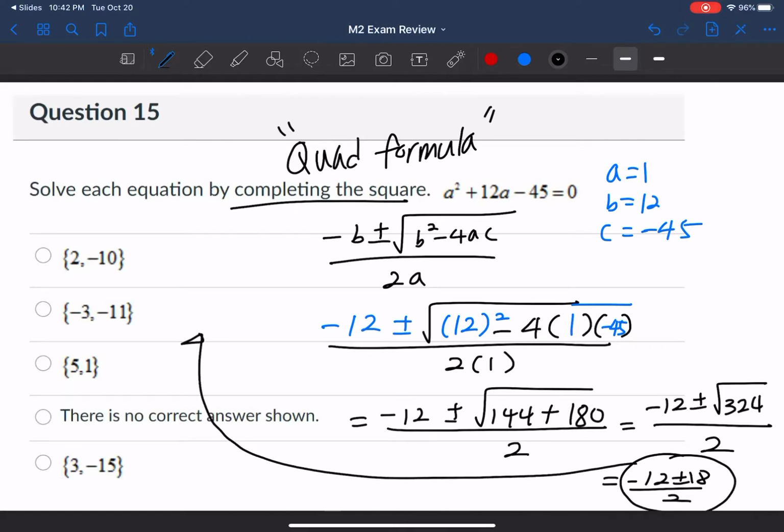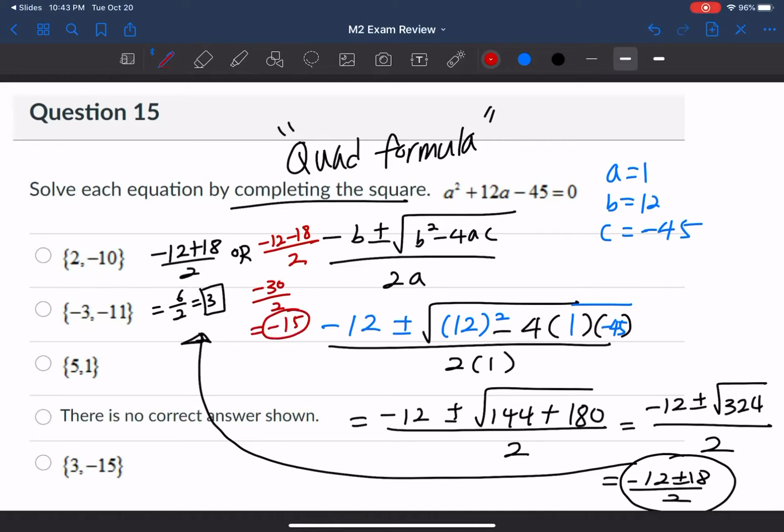You still don't see it because you have two solutions. One of them has to be negative 12 plus 18 over 2. The other one is negative 12 minus 18 over 2, because we have a plus and minus. So when you simplify, this becomes 6 over 2, which is 3. The other one is negative 30 over 2, which is negative 15. So the last one is your correct answer. Okay, so you can just use quadratic formula in this case.